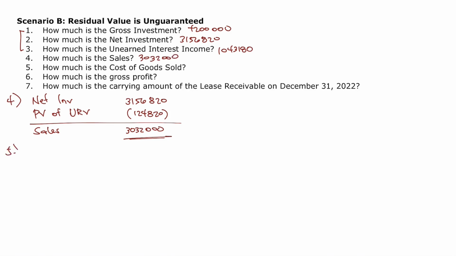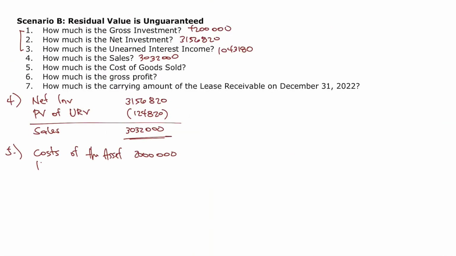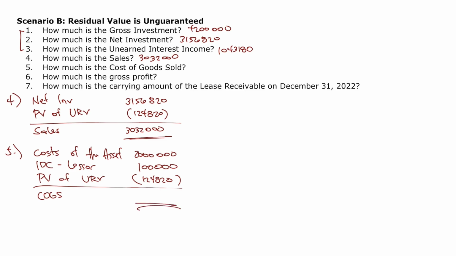Then, number 5, how much will be the cost of goods sold? Well, cost of goods sold will still be equal to the cost of the asset, which is 2 million pesos, plus the initial direct cost paid by the lessor, which is 100,000. Then this time, minus again the present value of the unguaranteed residual value, which is 124,820. So the cost of goods sold now will be 2 million plus 100,000 minus 124,820, or this is equal to 1,975,180. So requirement number 5, cost of goods sold, final answer is 1,975,180. Okay?